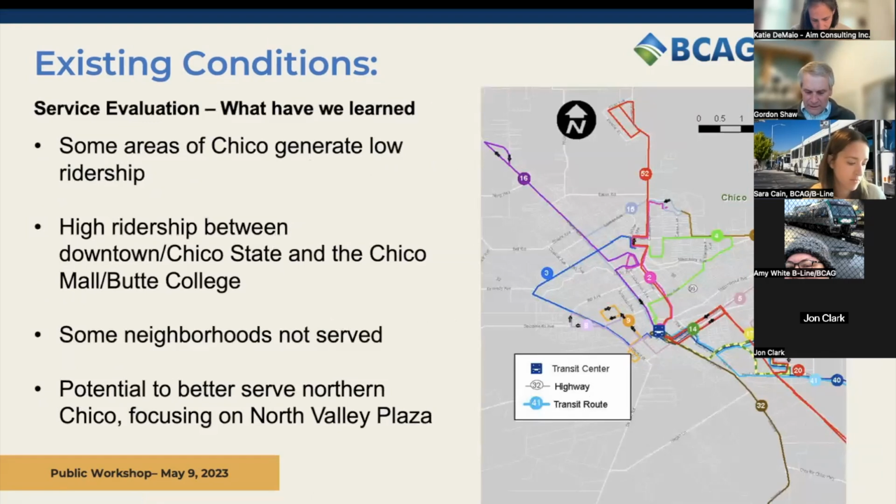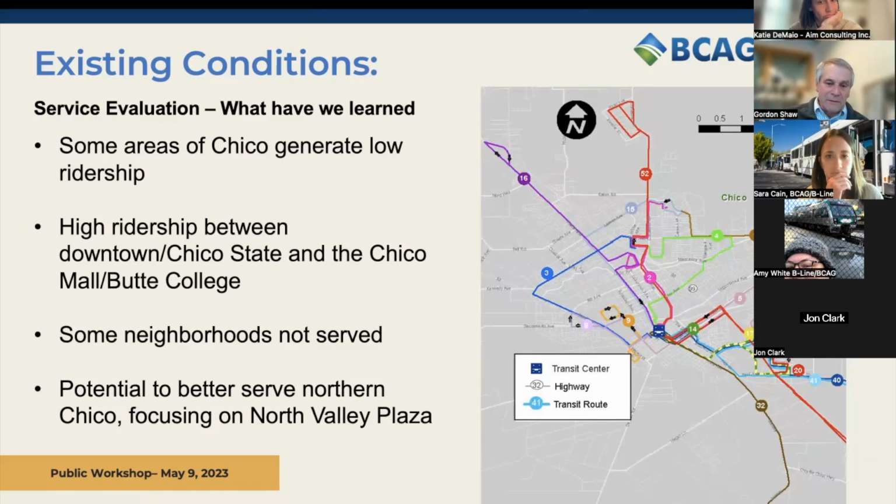We'll walk around some of the areas here, but in terms of existing conditions, there's areas of Chico that generate low ridership. You can see the Route 7 area there up above Bidwell Park and so on. That was relatively low. Route 16 out to the northwest there. But we really also have corridors that are high ridership between downtown and the mall and Butte College City Campus, as well as going up to the north side of the community.